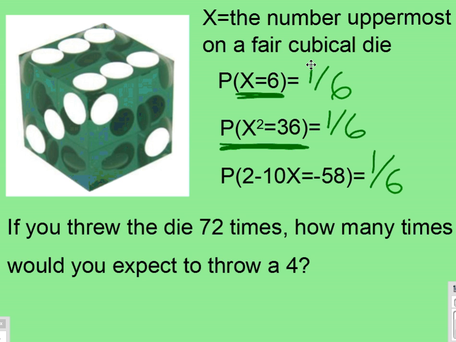And this question, 72 times 1 over 6 is 12. That's the expected value. It makes sense, doesn't it? A sixth of the time you would expect to throw a 4. Therefore, a sixth of 72 times is 12. We're going to prove that formula today.